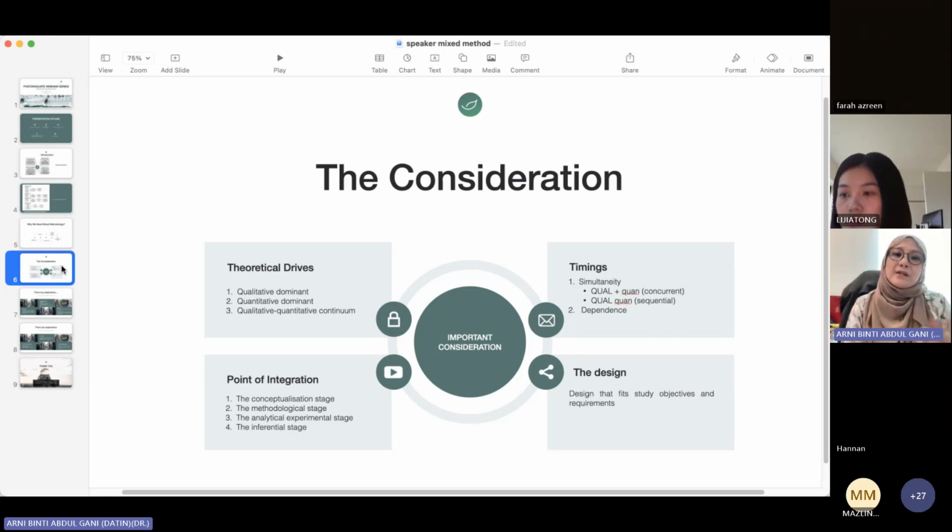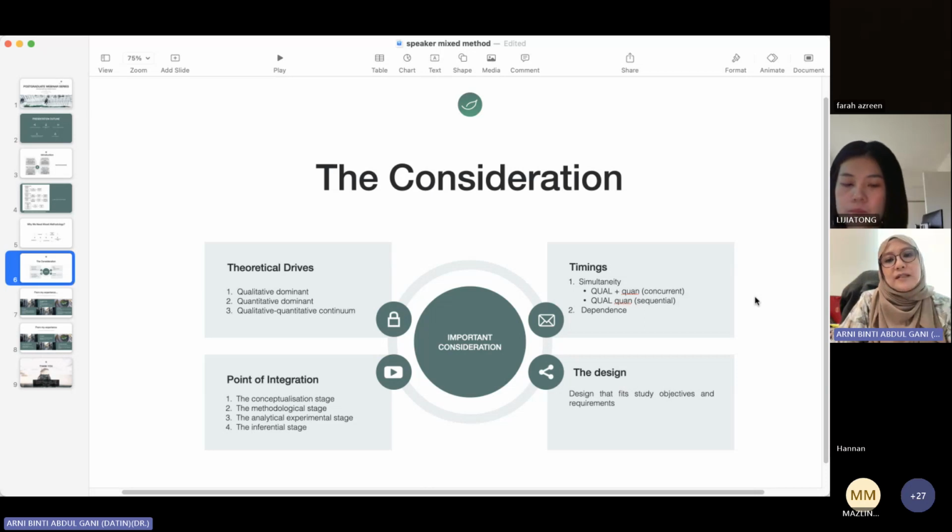So it depends on how many research objectives or research questions you're going to answer. Maybe you have to have one or two points of integration in order to meet your research. And then basically the design. The design fits the design mentioned, as previously mentioned. The design you choose, of course, has to fit into your research requirement.